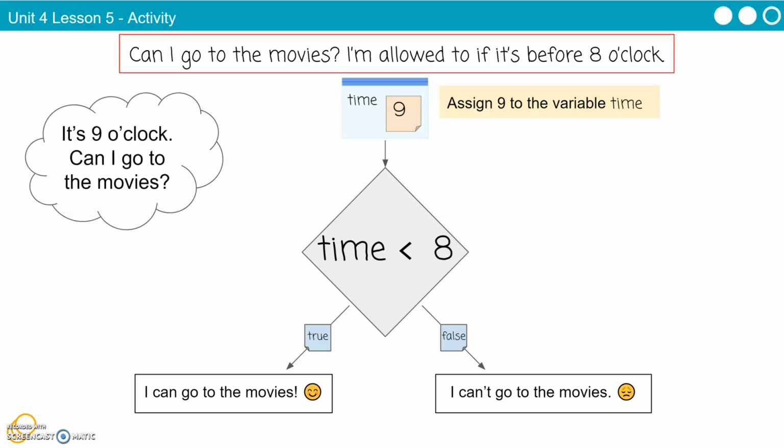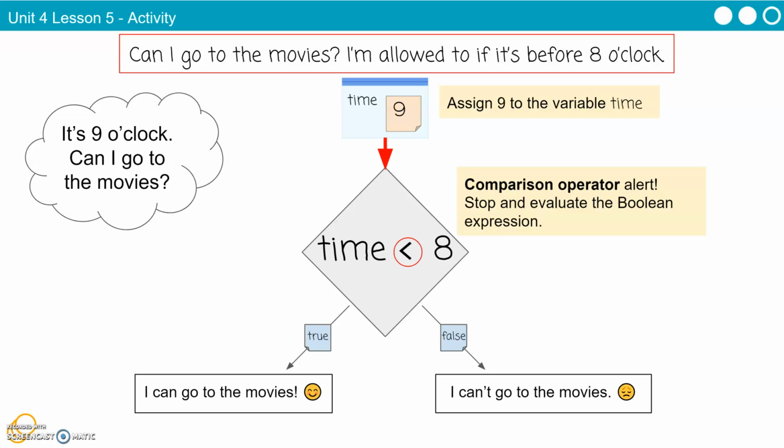Let's see what you said. I put 9 in. I move that down in place of my comparator. There it goes. Is 9 less than 8? Nope, that's false. It should respond with, I can't go to the movies.